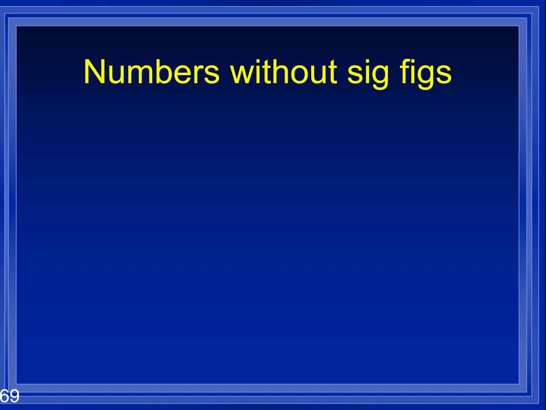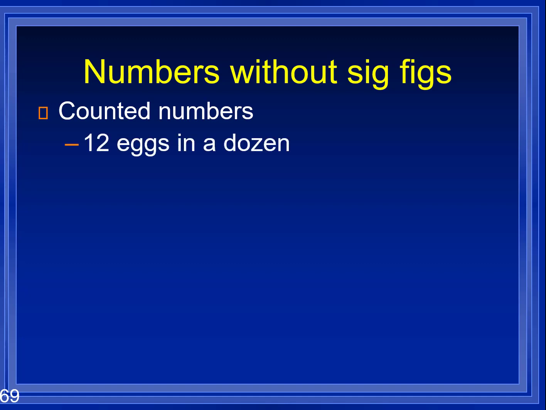So what do you mean exact? Well, counted numbers. If I count something, I'm not estimating the last one. Counted numbers like, there are 12 eggs in a dozen eggs. Anybody going to go to the store and buy 11.9 eggs? How about 12.1 eggs? No, you get whole eggs every time, right? So it's really 12.0000000, and the zeros go on forever, right?